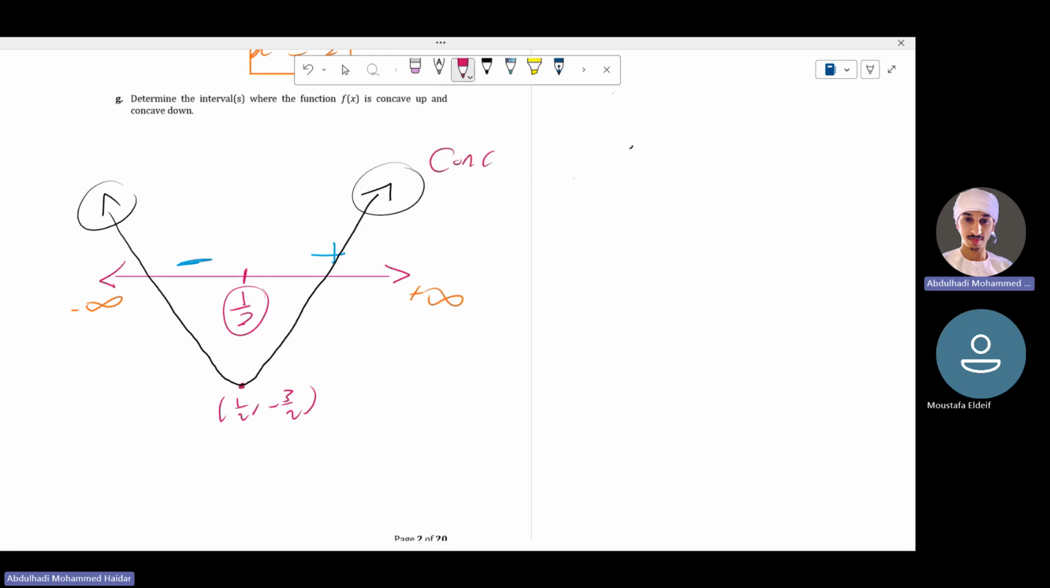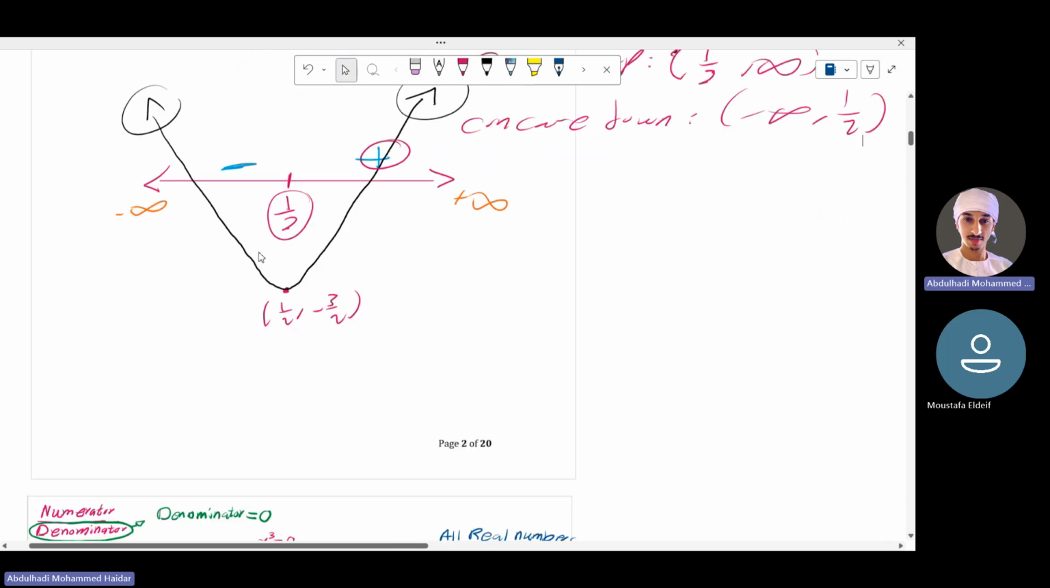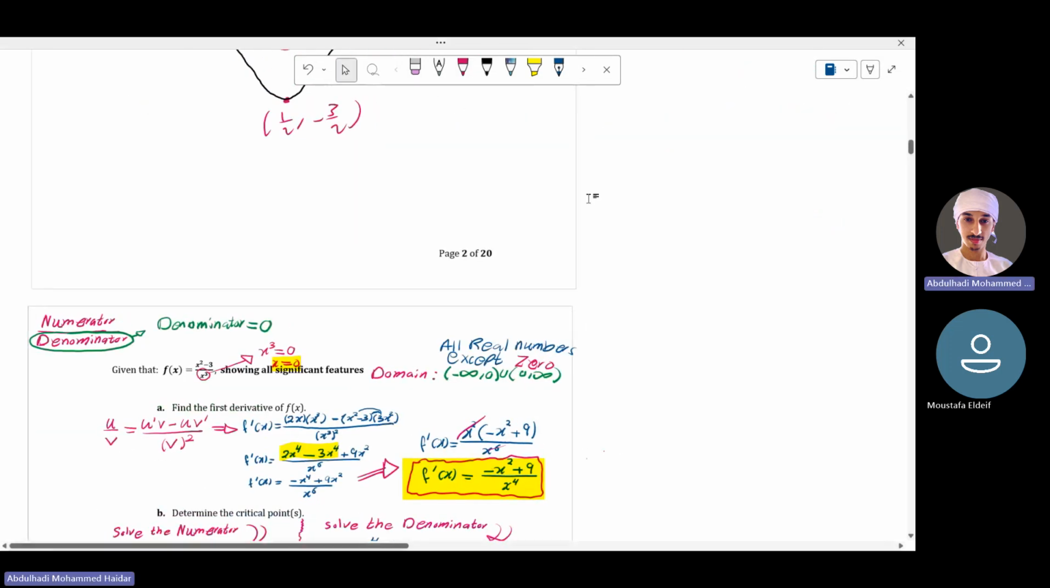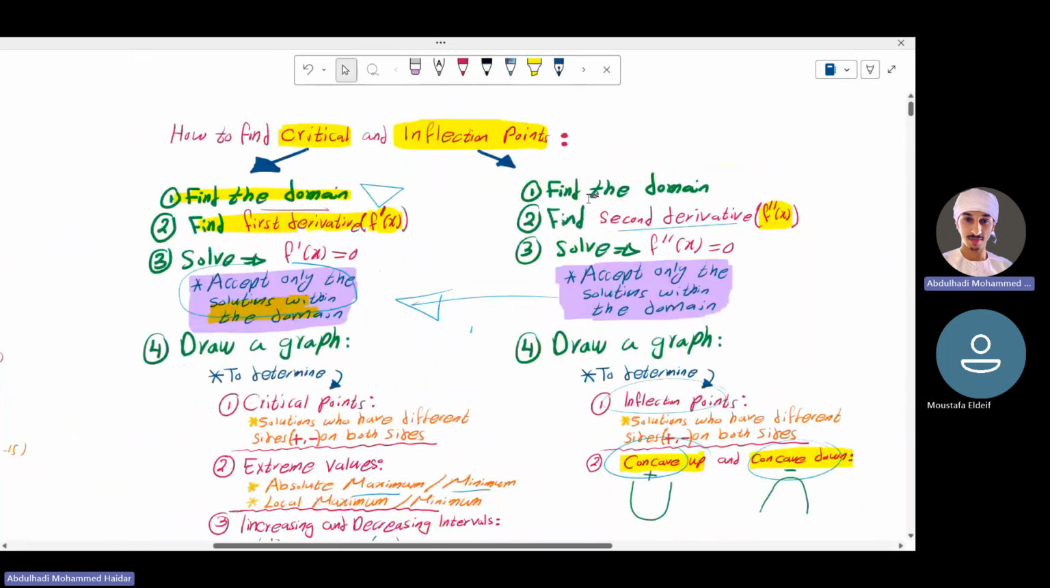So concave up between what? Half. Where is the positive sign? Here. Half to infinity. Concave down from minus infinity to half. And that's it. So this is the first question. I will just take a picture of this one and send it over there. If you have any questions, ask.